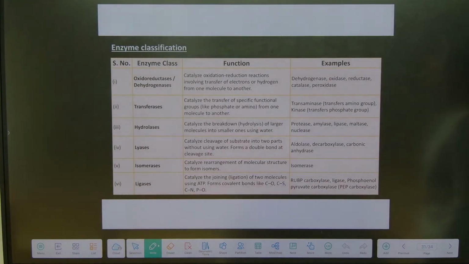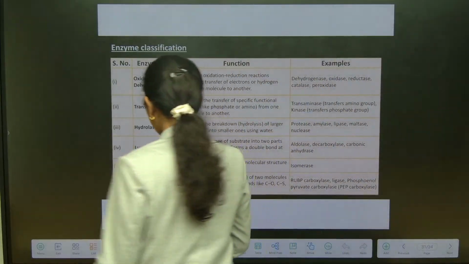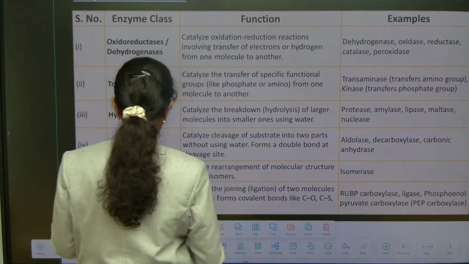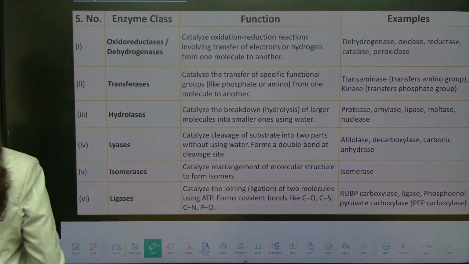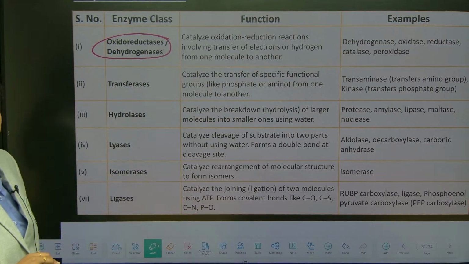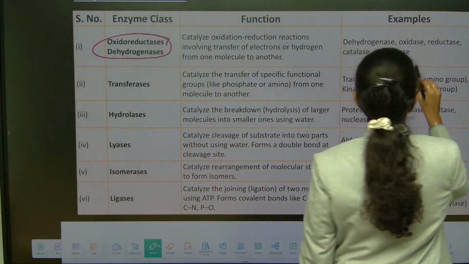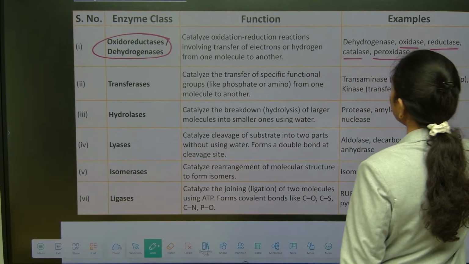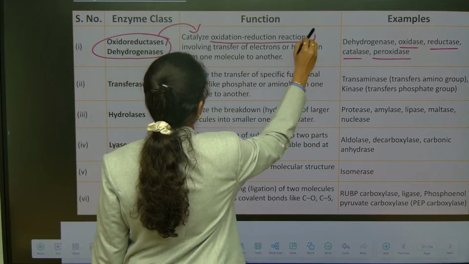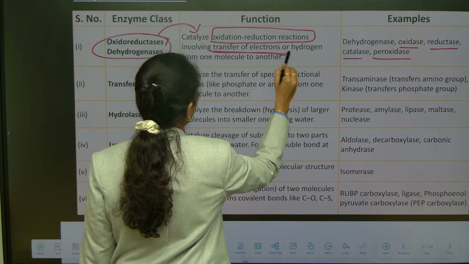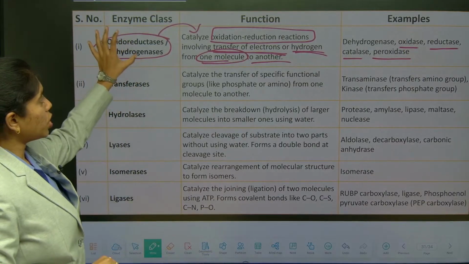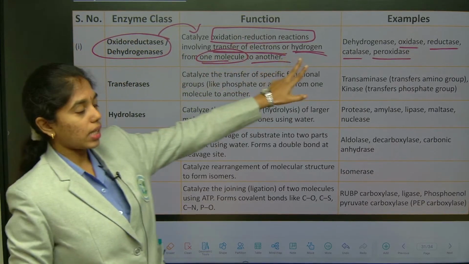Now we will move on to enzyme classification. Enzymes are classified into 6 classes. For each class you should remember the examples, which are very important, and the function. First class of enzyme: oxidoreductases and dehydrogenases. Examples: dehydrogenase, oxidase, reductase, catalase and peroxidase. Function: these catalyze oxidation-reduction reactions involving transfer of electrons or hydrogen from one molecule to another. Fine, right? These are oxidoreductases or dehydrogenases and these are the examples.